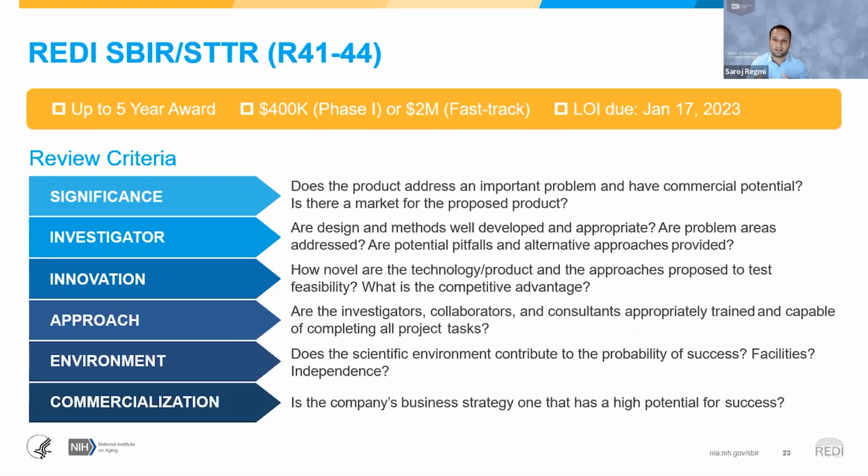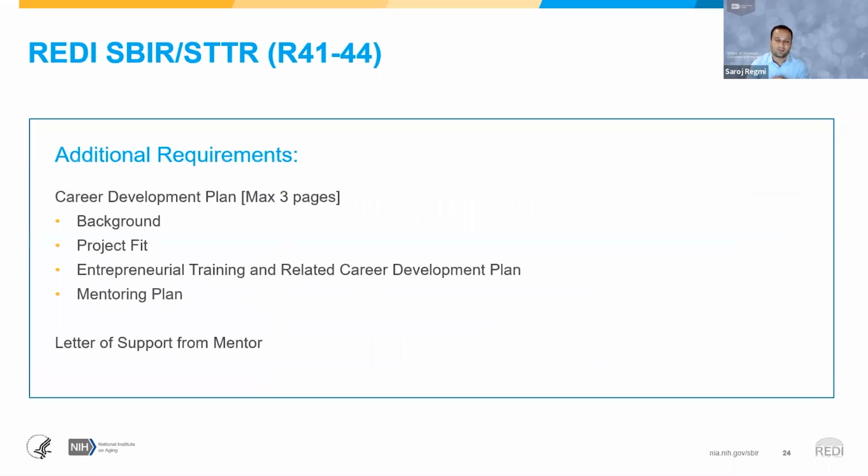Environment: does the environment contribute to probability of success? Are there appropriate facilities? Is there independence? Is there mentorship? Because mentorship is a component here as well. And commercialization: is the company's business strategy one that has a high potential for success? So like I said, the additional requirement here is a career development plan, which should be a maximum of 3 pages.